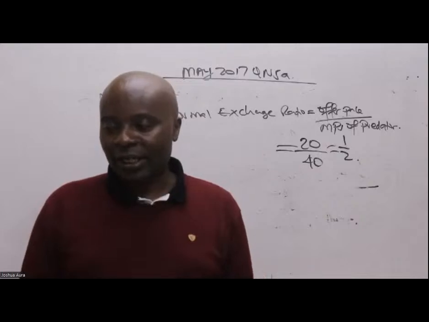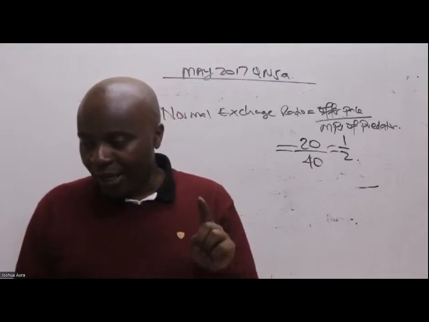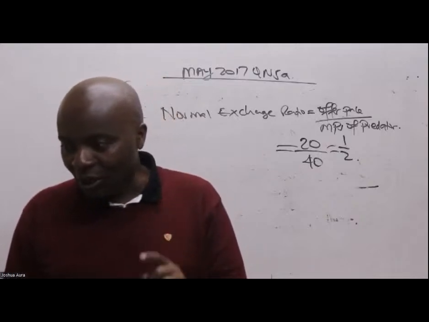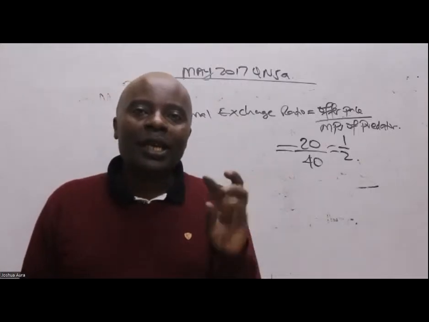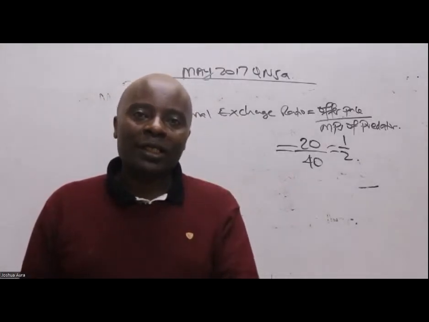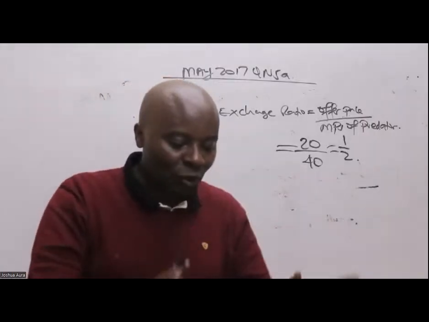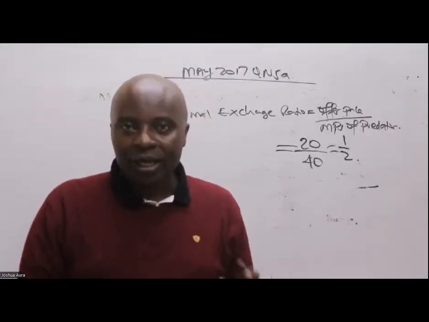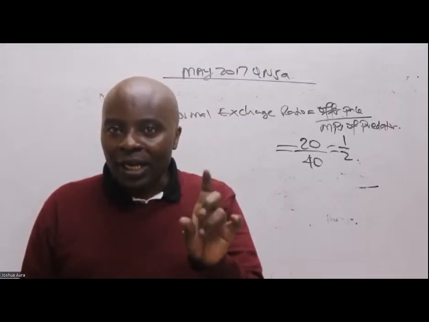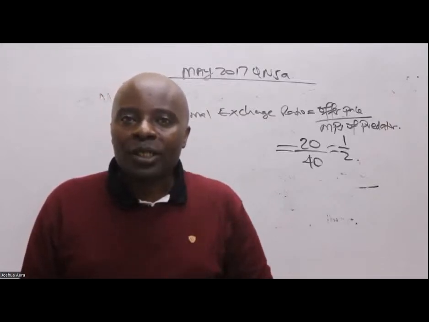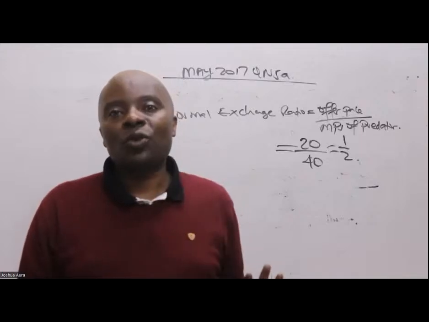So come back to the hint. We just hinted the fact that whenever you are given an offer price, which in this case, for your revision, you can write in brackets shillings 20, always compute the normal exchange ratio.